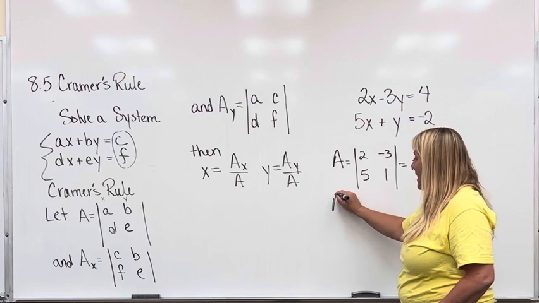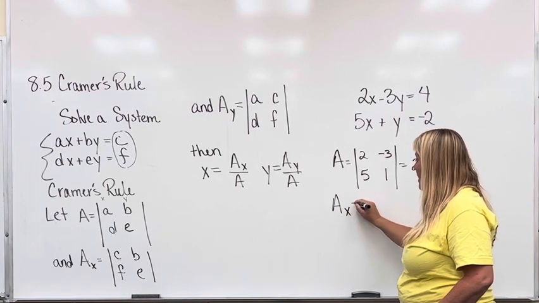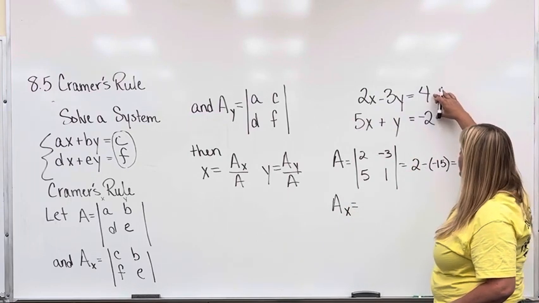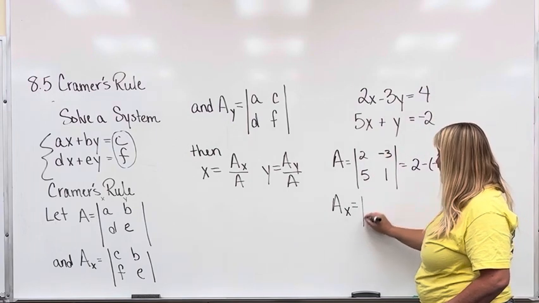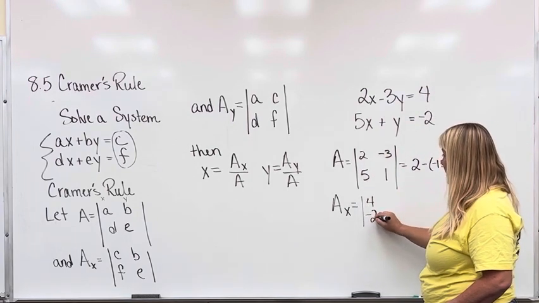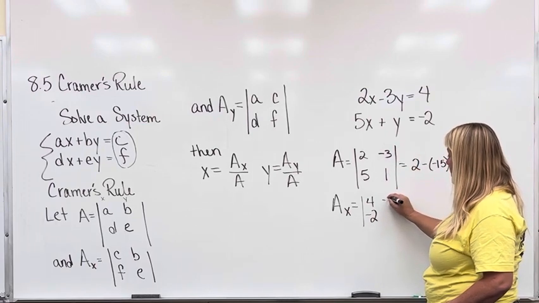Then we're going to find A sub X. And for A sub X, we're going to take the 4 and the negative 2, and we're going to replace them right there. So 4 and negative 2 get replaced right there. The negative 3 and the 1 stay put.